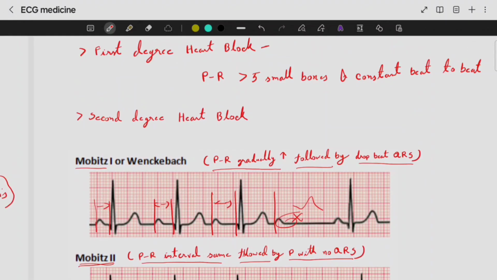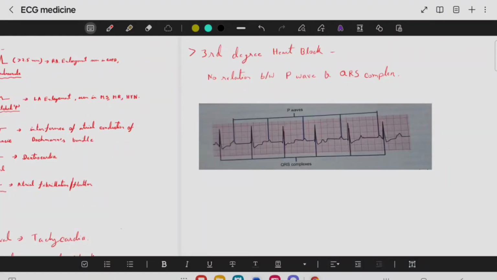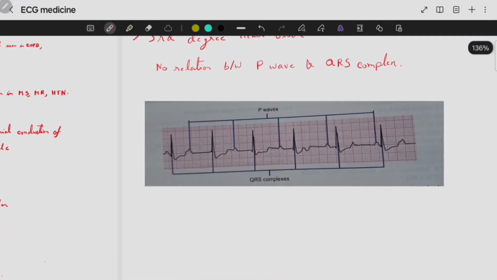Then third degree heart block. Now see the third degree heart block. In the third degree heart block, there is no relation between the P wave and the QRS complex. Means the P wave beats at its own rate and the QRS complex beats at its own rate.